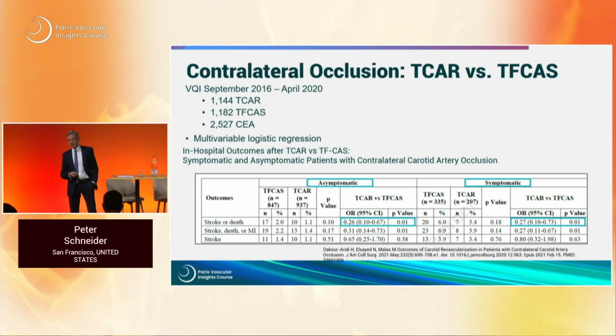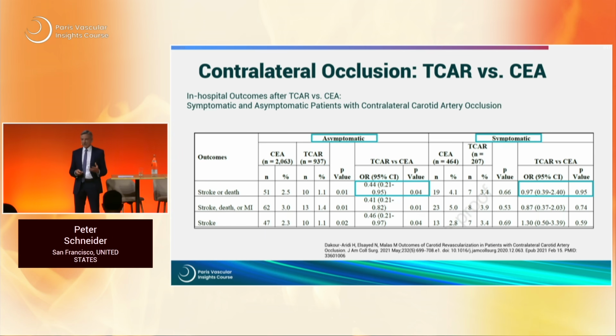So here are patients with contralateral occlusions, TCAR versus transfemoral. And you can see again with asymptomatic and with symptomatic patients, the odds ratio in these propensity weighted patients was significantly in favor of TCAR versus transfemoral. And here is now contralateral occlusion, TCAR versus CEA. In the asymptomatic patients, the odds ratio 0.44 actually in favor of TCAR. In symptomatic patients, they were equal with an odds ratio of 0.97 and a non-significant p-value.